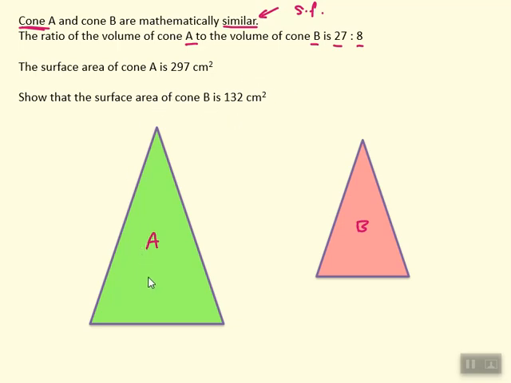The surface area of the larger cone is 297 and the smaller one is 132 centimeters squared. Right, see if you can do the problem yourself. So pause the video, have a go.